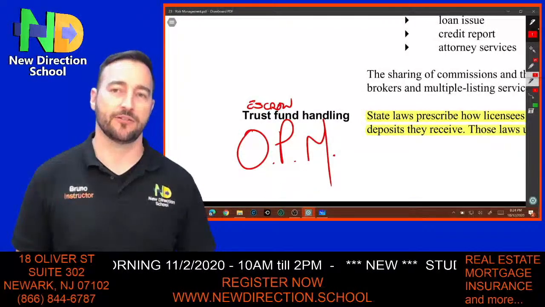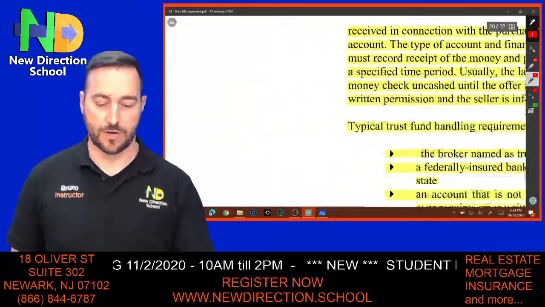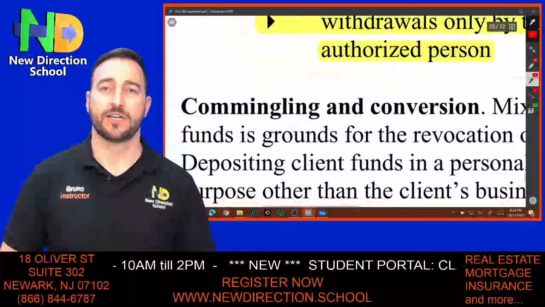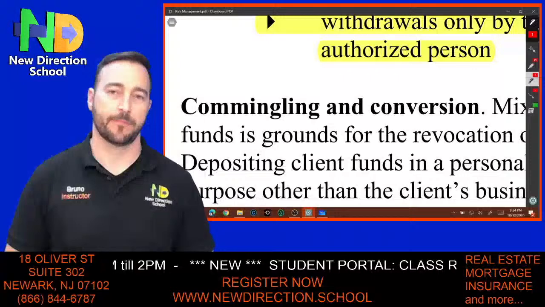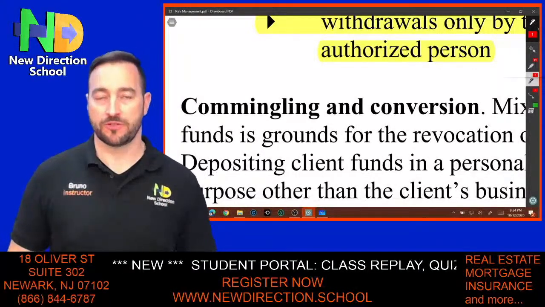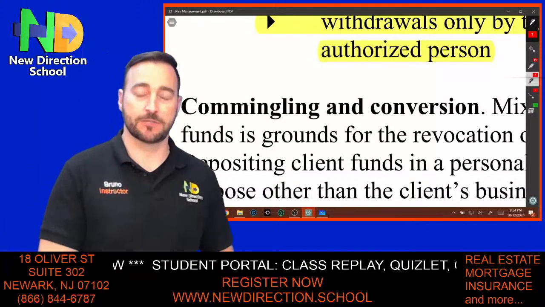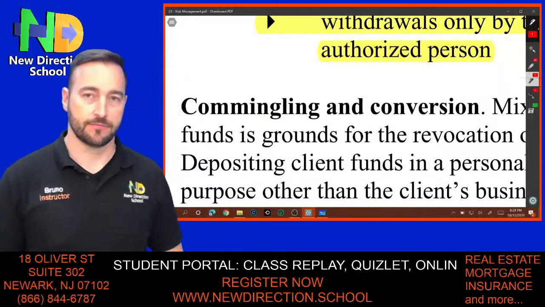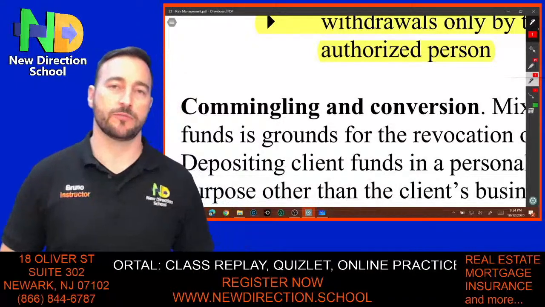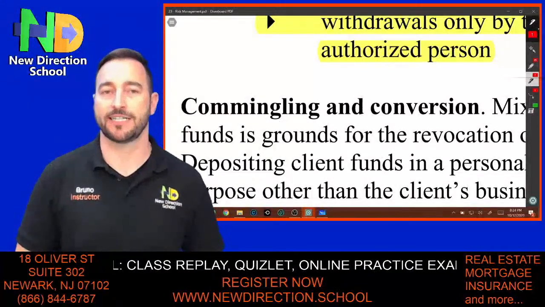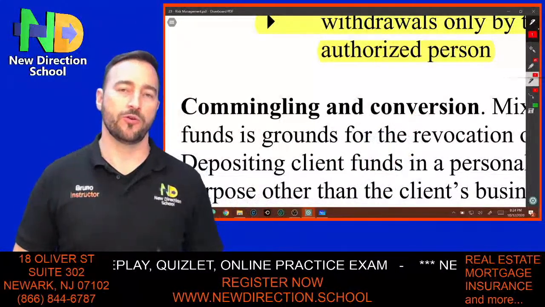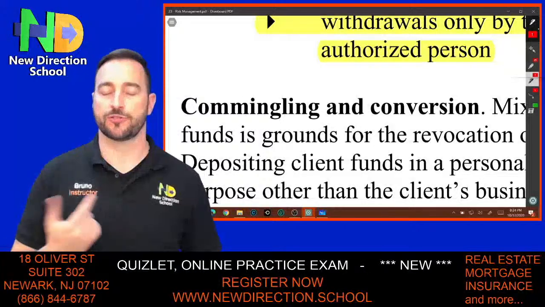Why am I pointing this out again, Robin? Because of commingling and conversion. The moment you mix other people's money with your money, like business money, it becomes commingling. So if you deposit into the wrong account, it becomes commingling. If you take too long to deposit, whatever the period of time is prescribed by state, it becomes commingling. Conversion is where you use other people's money for your personal gain.